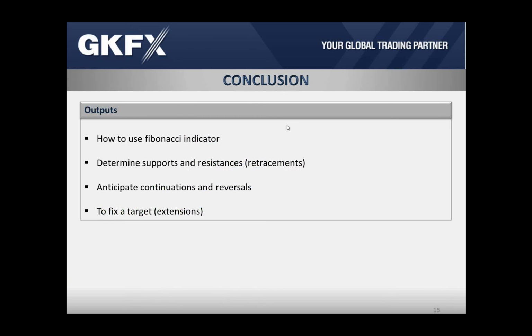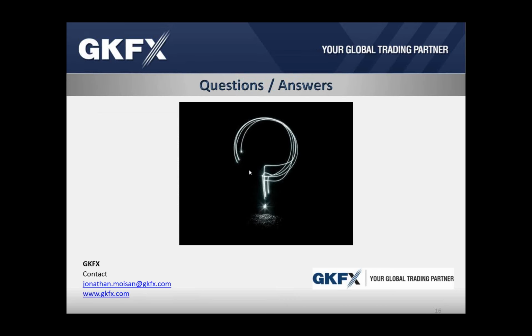Conclusion, outputs. Normally, now you know how to use the Fibonacci indicator, you know retracements, extensions, you know how to determine supports and resistances using retracements, but extensions as well. You know how to anticipate continuation, trend continuation or trend reversal, and how to fix a target using extensions, especially extensions, but retracements as well.